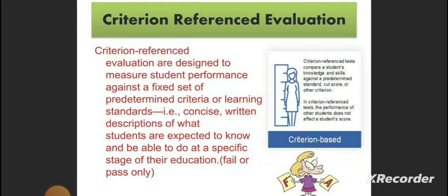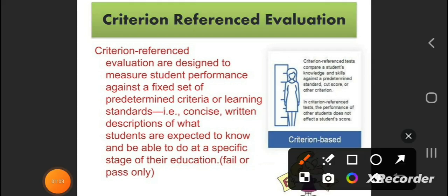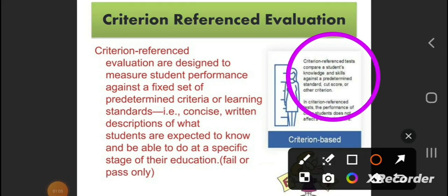Independent of others. A student's score is based solely on their performance relative to the set criteria, not how others perform.